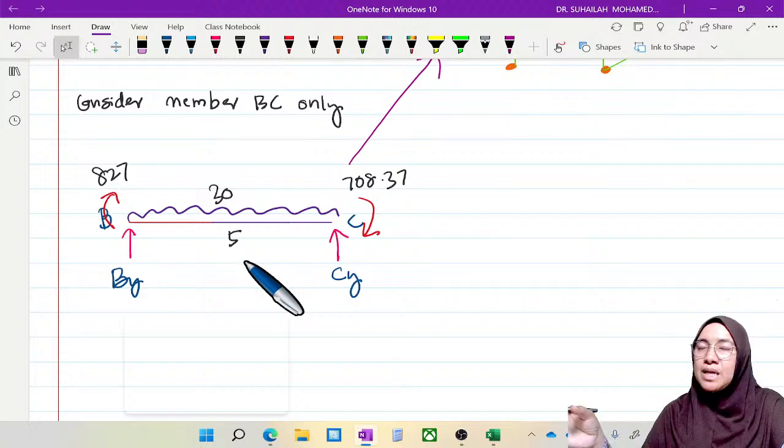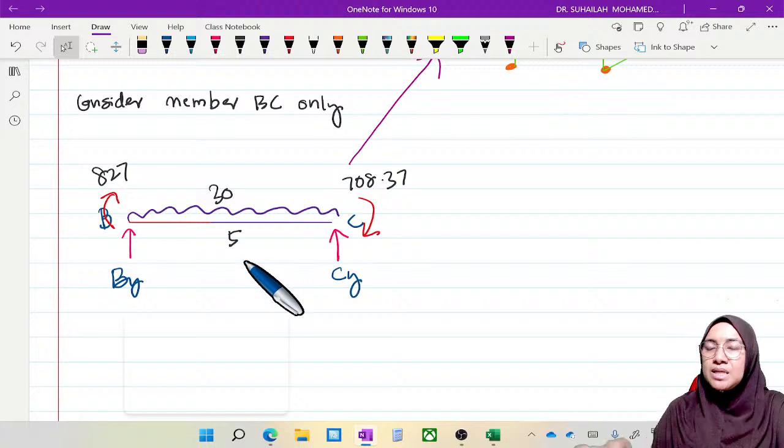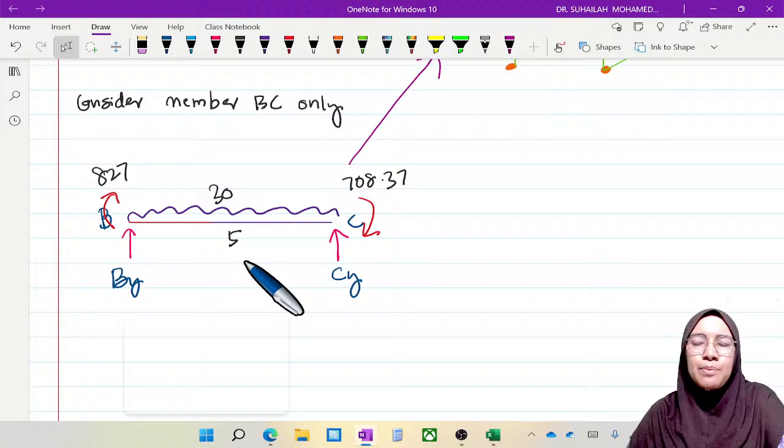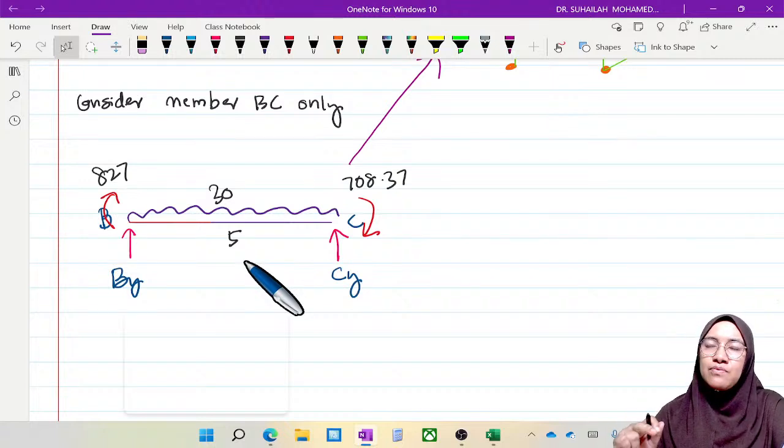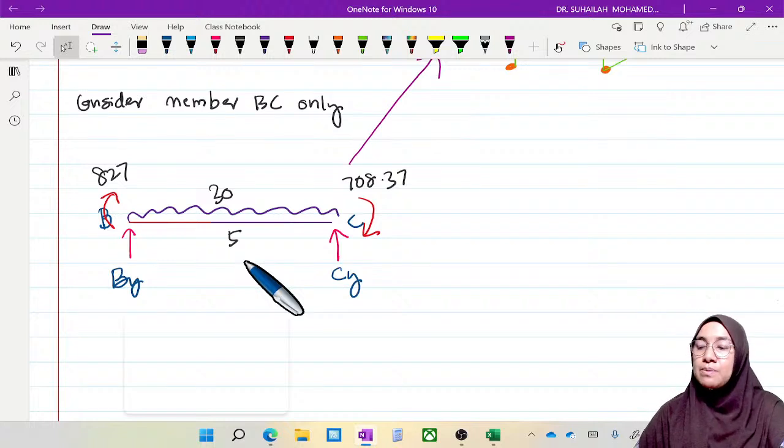Okay, so this is the structure. It is just like a simply supported beam, so we use static equilibrium to identify the BY and CY values. So we will get the shear force diagram for this member, then from this shear force diagram we can identify the maximum moment in the bending moment diagram for member BC.